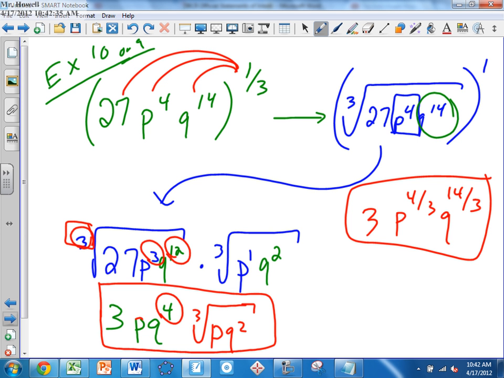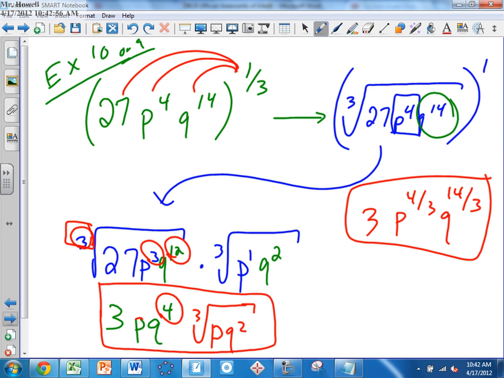So it's always up to you to decide that. That's why I'm showing you both methods. And you can prove that this is the same as this if you were to actually do this. You would get p to the 1/3 here. 1/3 plus 1 is 4/3. You would get q to the 2/3. 2/3 plus 4 is 14/3. That would go back to that answer as well.